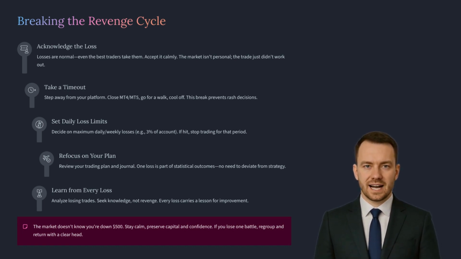Reduce position size after a loss. If you insist on continuing to trade the same day after a loss, consider cutting your position size down significantly. This might feel counterintuitive since you lost money, why trade smaller? But it helps break the revenge mindset. By trading smaller, you signal to yourself that you're in control and sticking to discipline. It can prevent a spiral of ever larger bets.